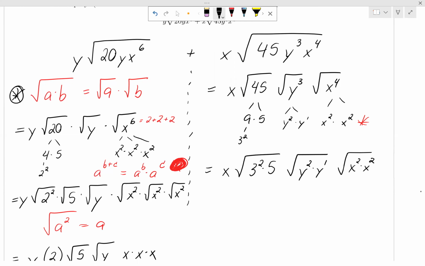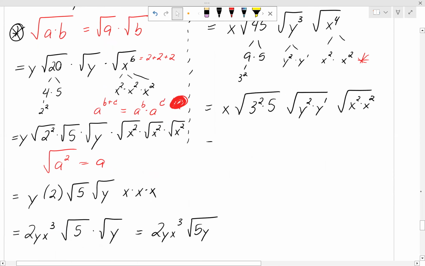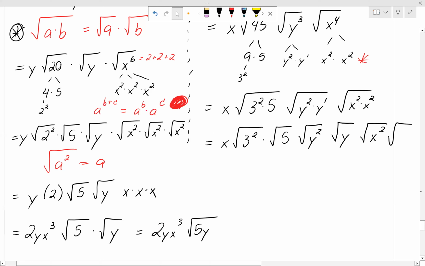And I can use the property that I can split up my square roots again to split up all of these. And I'm going to get x on the square root of 3 squared times the square root of 5 times the square root of y squared times the square root of y times the square root of x squared times the square root of x squared. And then I'm going to use the property over here that if we have something squared and we take the square root of it, we get back the something. So all of these square roots are going to start canceling out.